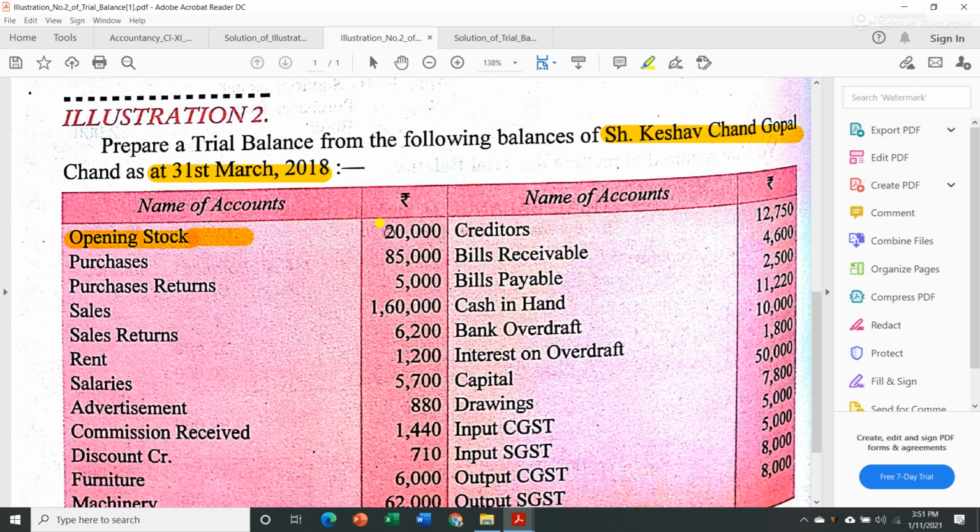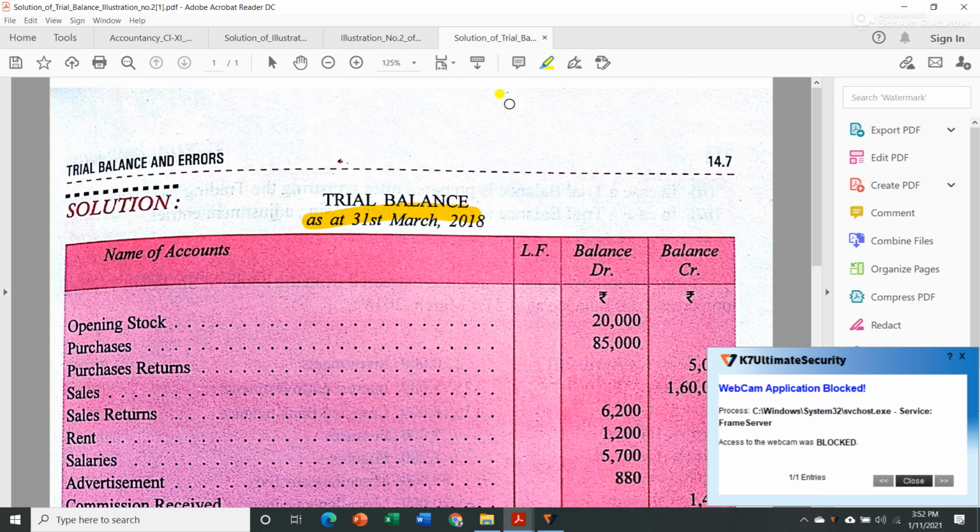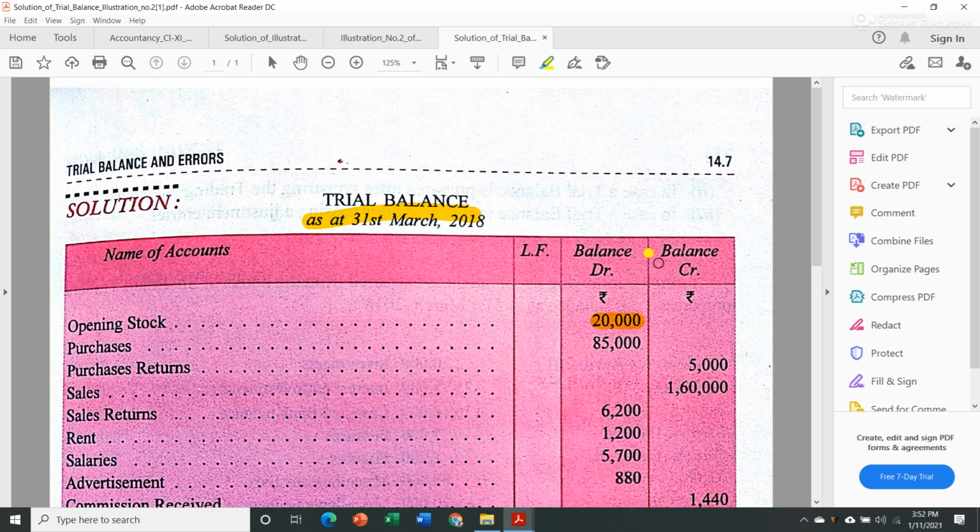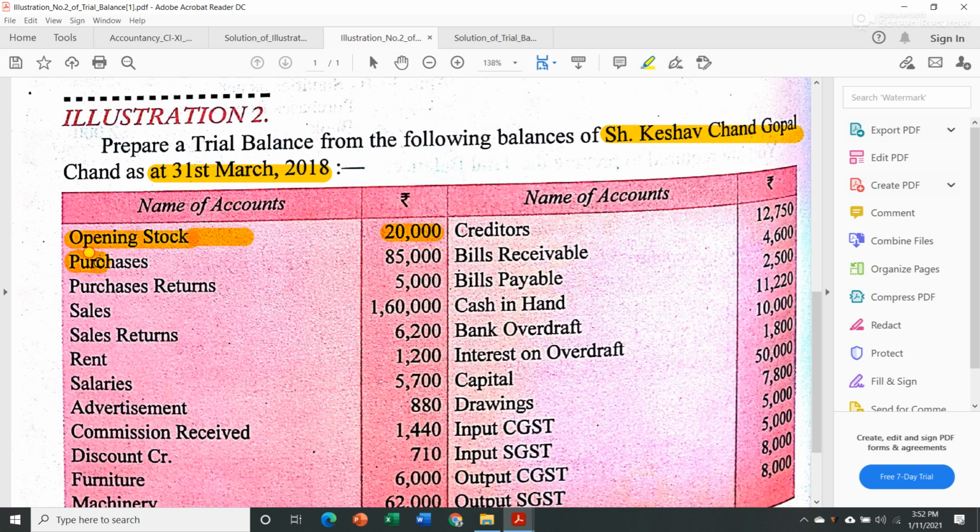This is opening stock showing a balance of 20,000. Now we don't know whether it is showing a debit or credit balance. In order to find that out, we first have to understand what opening stock is. Opening stock is the stock of goods that is in our business at the starting of the financial year. So it will be treated as an asset. We know that assets will always show a debit balance, so this 20,000 will come on the debit side of our trial balance. Now next, let us see the purchases account.